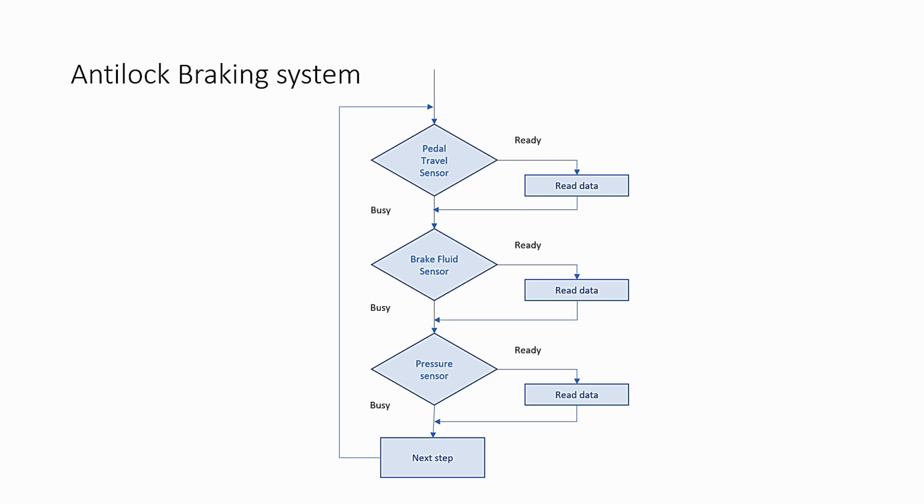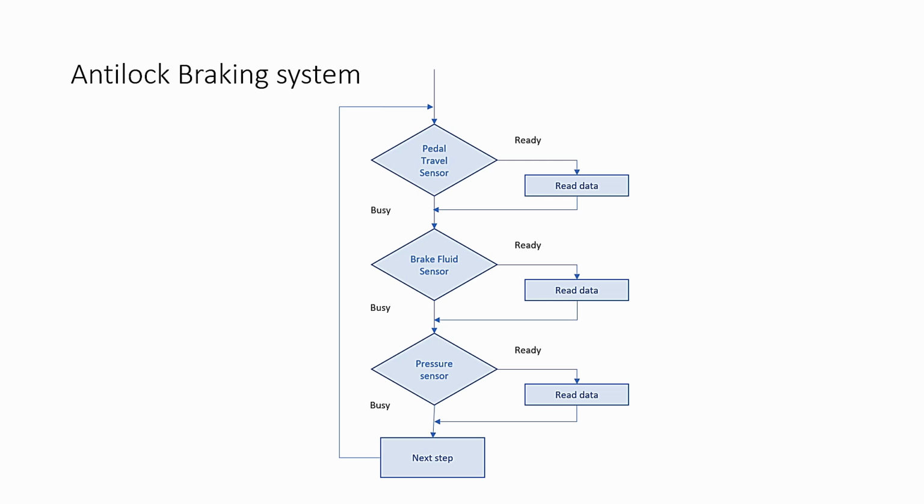So here in the first step, we are just going to check whether the pedal is pressed, and read that particular data in our system. Sequentially, after reading the pedal travel sensor data, we come to the brake fluid sensor data, which tells us whether the amount of brake fluid is enough for applying the brake. Further, after updating the brake fluid sensor data, we check the pressure data in the cylinder, which tells us whether the amount of pressure available in the cylinder is enough for braking the system. And then we go to the next process in the braking system.